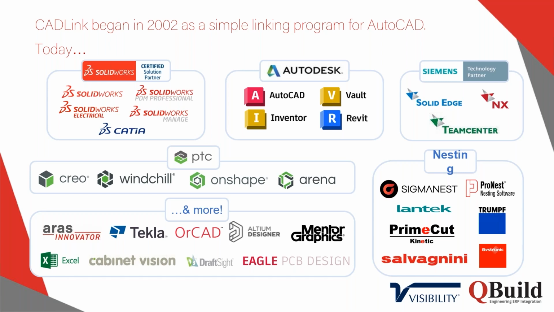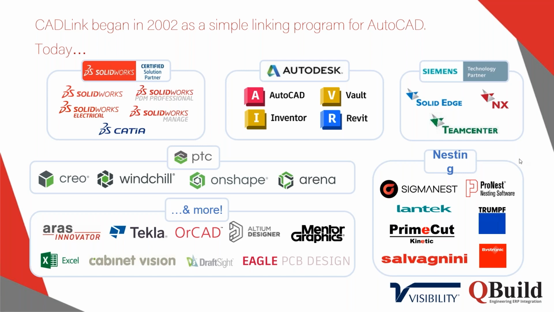And over the years, CADLink and QBuild have really matured, and we've developed a lot of partnerships and relationships with different engineering systems and nesting systems as well to cover the full range of our customer base. So you can see some of our partnerships here on screen. Some of the major ones: SolidWorks, Autodesk, PTC, and also on the nesting side, Sigma Nest, ProNest, Trumpf, all of those.